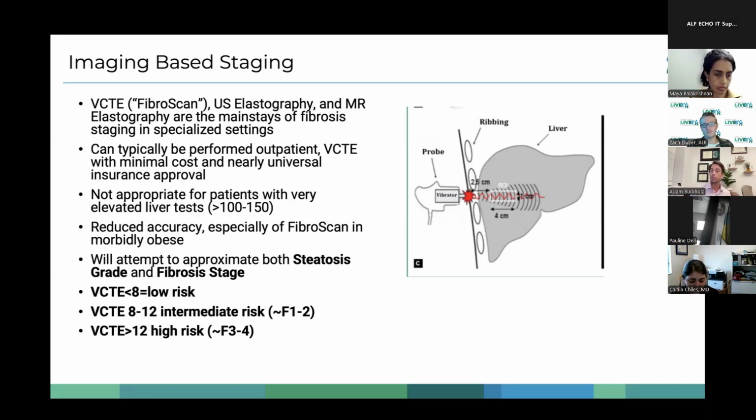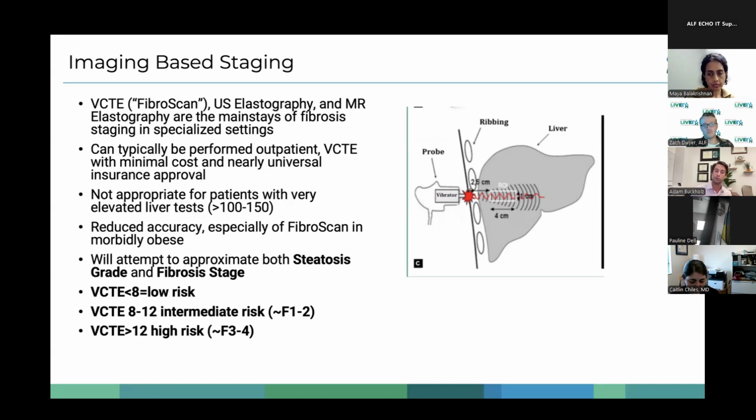It should be noted that in patients with significant inflammation, the inflammation can be misinterpreted by the FibroScan as stiffness. And so for patients with very elevated liver tests, you should avoid using FibroScan as an upfront option. And frankly, if you're considering fatty liver in patients with very elevated liver tests, perhaps you should make sure that there's not other conditions going on at the same time.